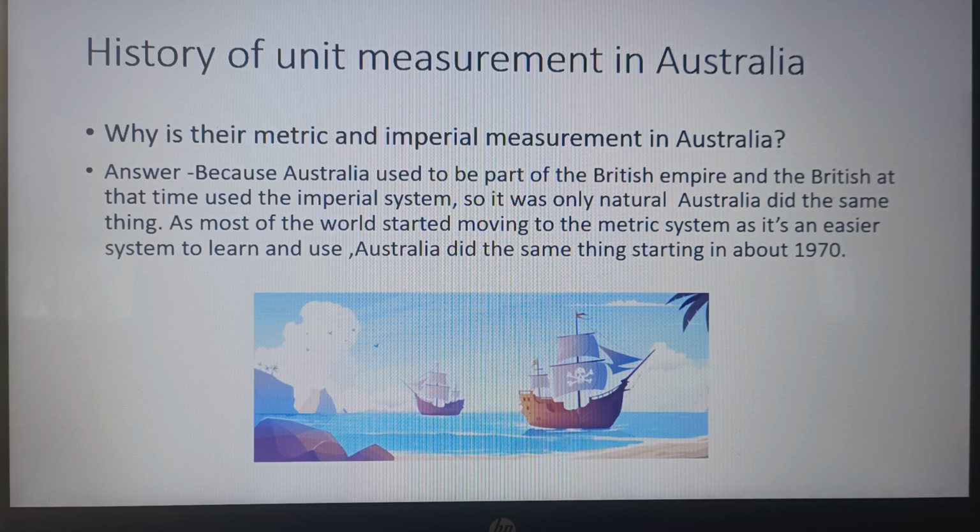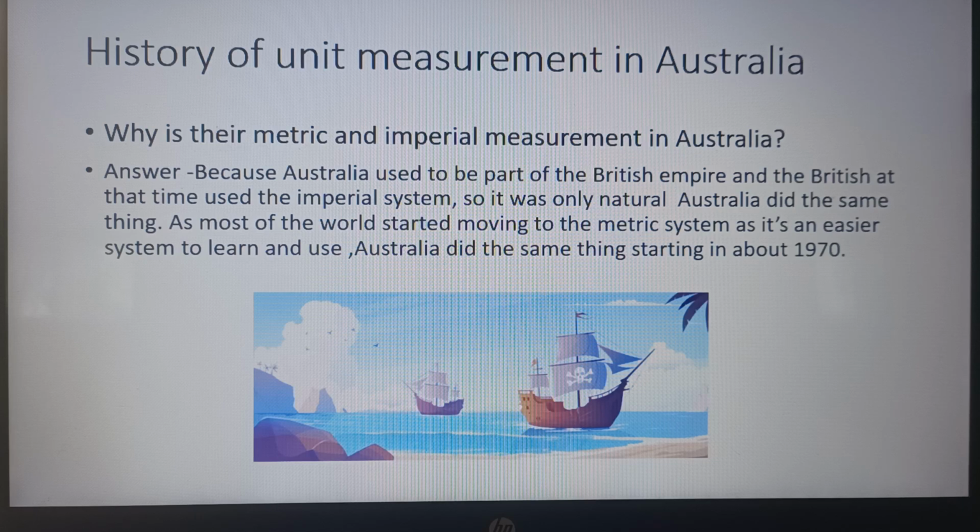So, why is there metric and imperial measurement in Australia? Answer: because Australia used to be part of the British Empire, and the British at that time used the imperial system. So it was only natural Australia did the same thing. As most of the world started moving to the metric system, as it is an easier system to learn and use, Australia did the same thing starting in about 1970.